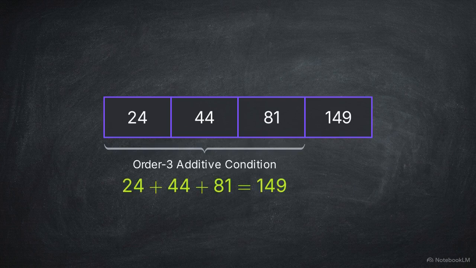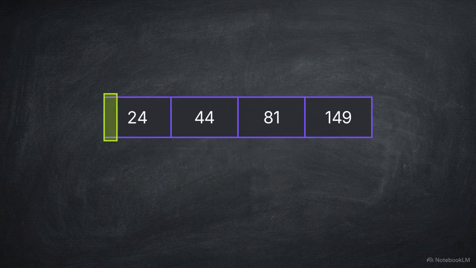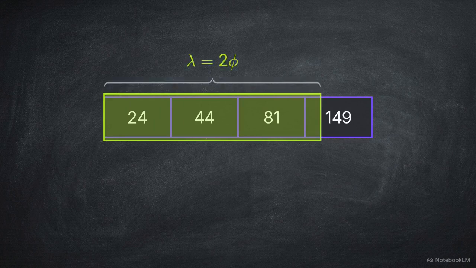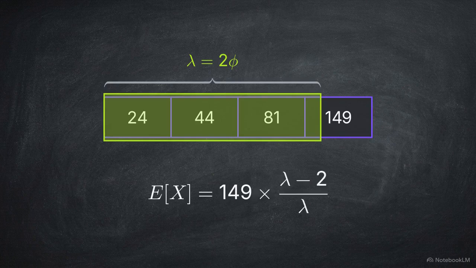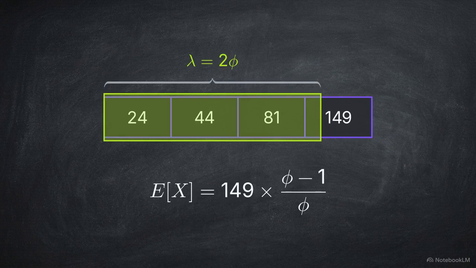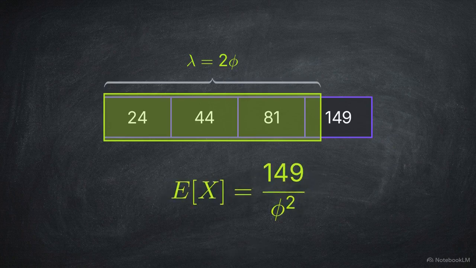Now we overlay our continuous probability slider from the previous model onto these 4 discrete blocks. We lock the total length of the slider, the lambda scalar, precisely to 2 phi, which is 2 times the golden ratio. Setting lambda to 2 phi triggers a mathematical collapse. The messy tail weight formula for the final block algebraically simplifies, allowing us to calculate the exact expected value, the theoretical average outcome of this random variable. The final expectation collapses perfectly to 149 over phi squared.